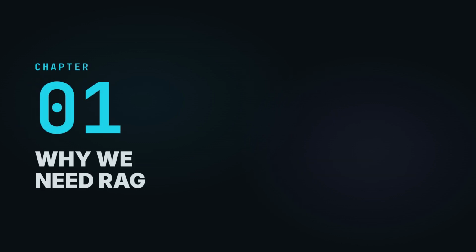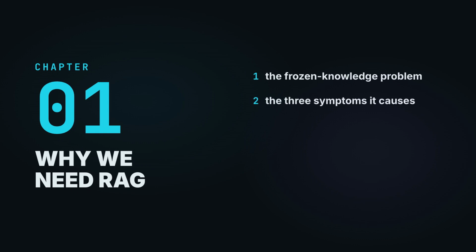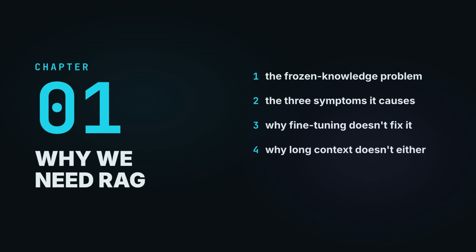Chapter 1. Why we need RAG. In this chapter, we will walk through 4 things. 1. The frozen knowledge problem. 2. The 3 symptoms it causes. 3. Why fine-tuning does not fix it. And 4. Why a million token context window does not fix it either.